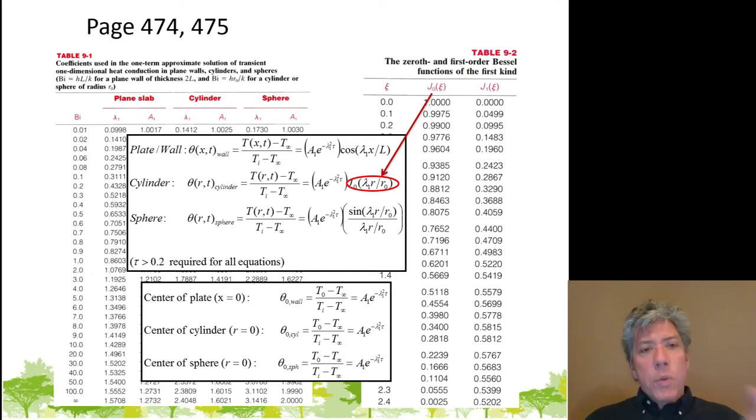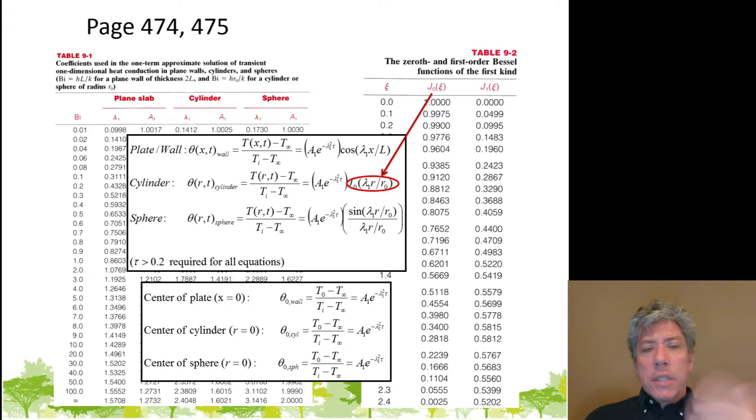Well, it is what determines A1 and lambda 1. So you look on table 9-1 at the first column and be really careful. It's really easy in this table to need the Bi number of, say, 0.04 and accidentally read off 0.4. Make sure you're reading it off correctly, okay?